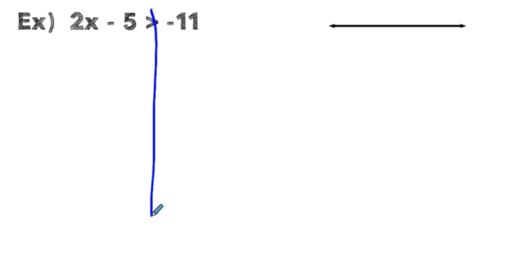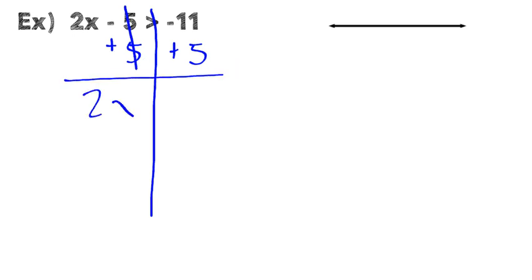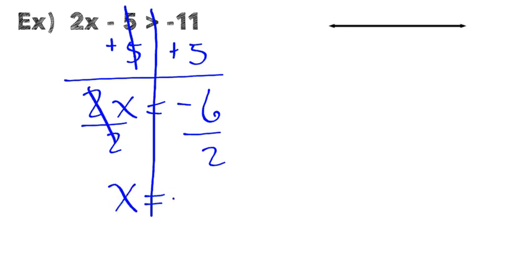So it looks like we've got just kind of a two-step inequality here. So I want to move things away from my variable. So let me add 5 to both sides. And by doing that, my 5's cancel on the left side. I've got my 2x left over. That equals, be good with integers, negative 11 plus 5 is a negative 6. So divide by 2, and I've got that x equals negative 3.